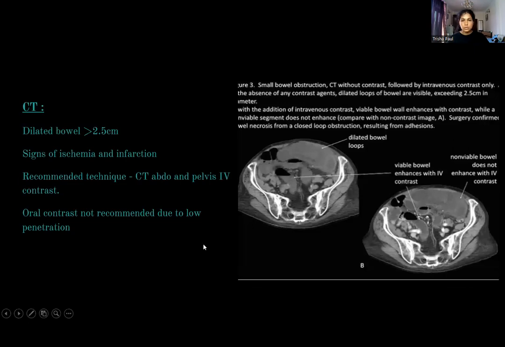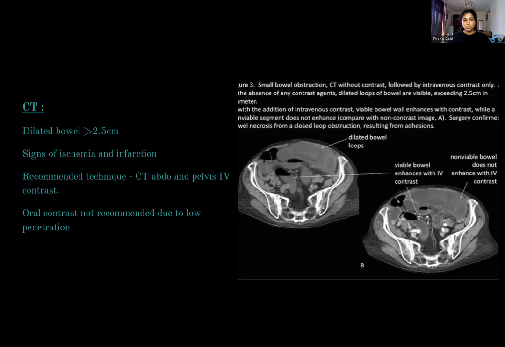In CT, you will see dilated bowel loops of more than 2.5 centimeters. You can find signs of ischemia and infarction, and you can diagnose that based on the contrast. If there's ischemia, the bowel will not take up the contrast, as you can see in this picture, and a viable bowel will take up the contrast and the bowel wall will be enhanced. So the recommended technique is CT abdomen and pelvis with IV contrast.